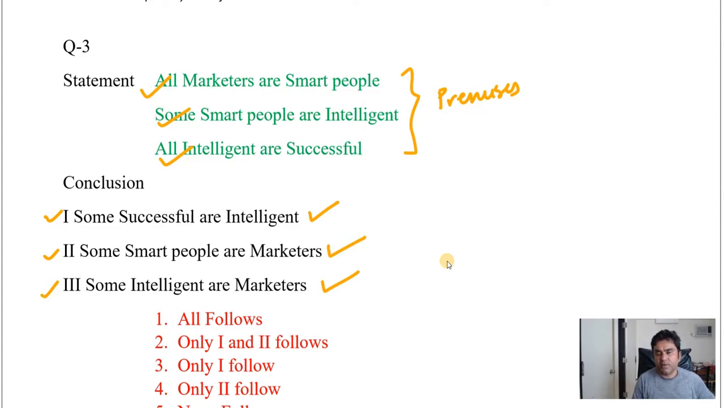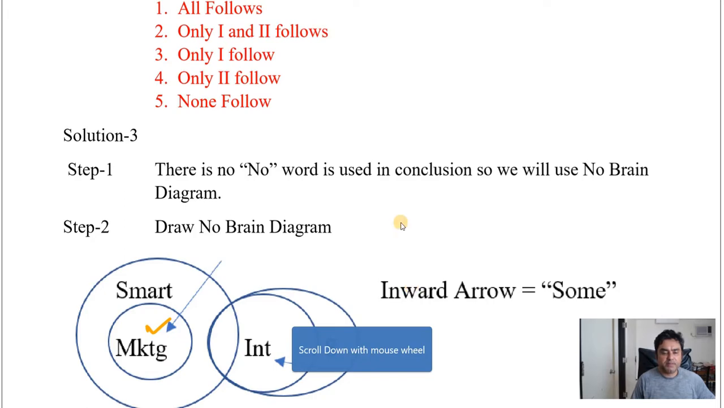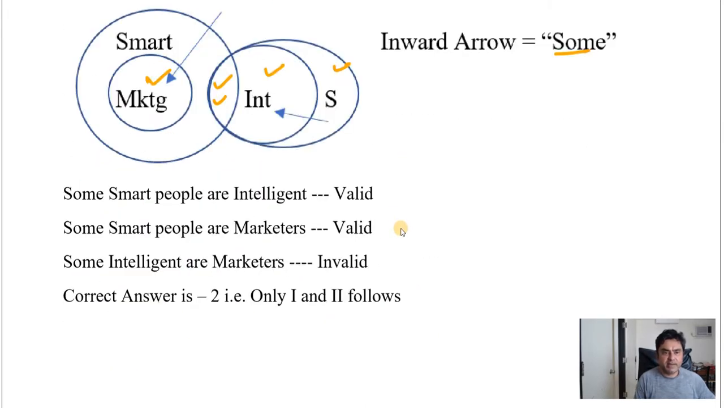So look, smart people and marketers, intelligent and marketers, and successful and smart people. So look at the inward arrow and then you apply the "some". So some smart people are intelligent. So look at this arrow which is inside. So here it is intelligent. So this is valid. Some smart people are marketers. So this is correct. Some intelligent are marketers. No, some intelligent are smart people, but they are not touching here. So this is wrong.